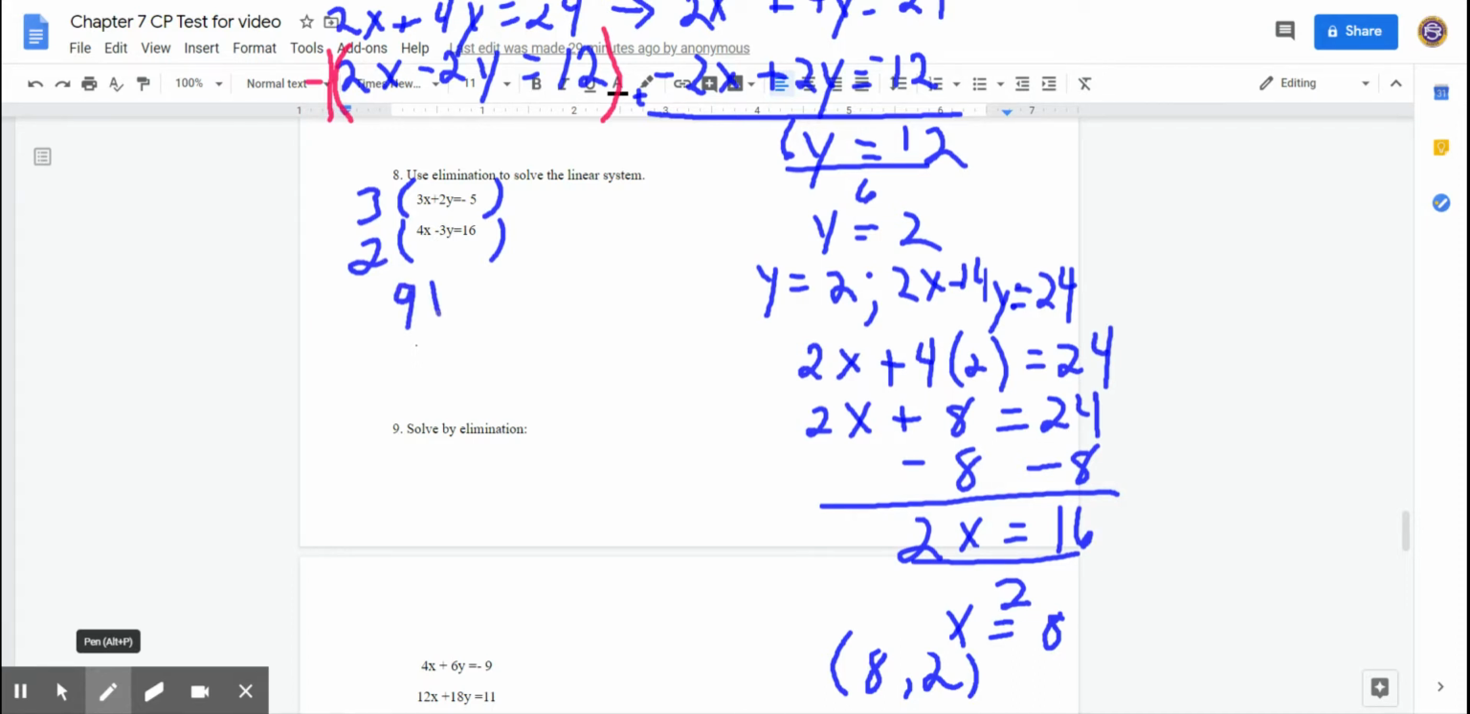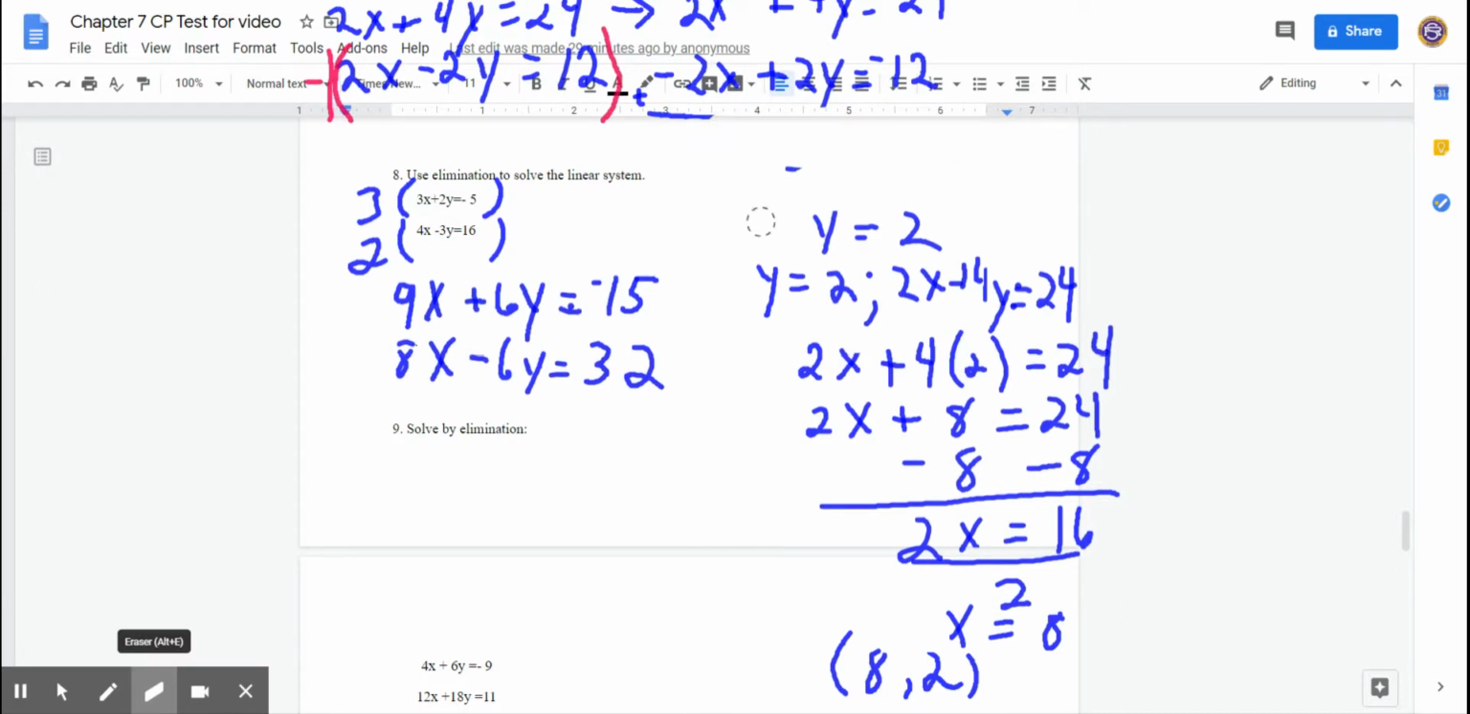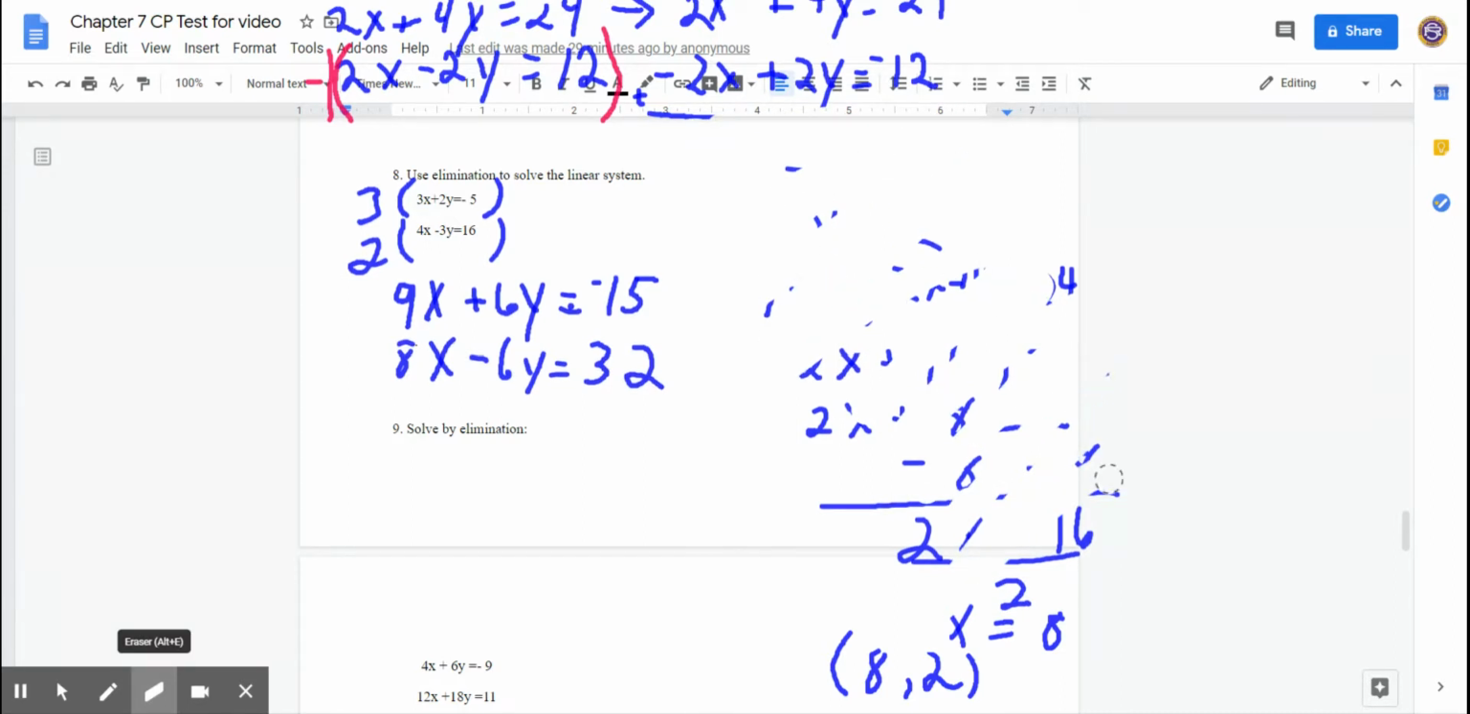So you're going to get 9x, distribute, plus 6y equals negative 15. Don't forget to distribute on the other side. Now distribute your 2. 8x minus 6y equals 32. Okay, I'm going to erase this now so I have some room to do the rest of the problem.